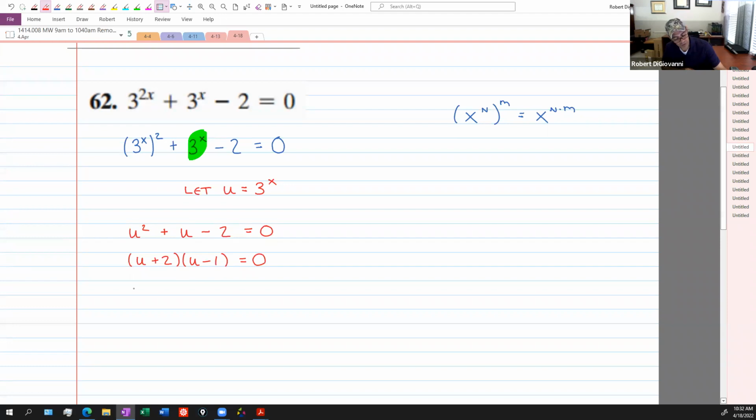And that gives me 2 solutions: -2 and +1. Now, those are my answers for u, right? But u, remember, u was 3 to the x. So I now need to replace the u with 3 to the x equals -2, and replace that u with 3 to the x equals 1.